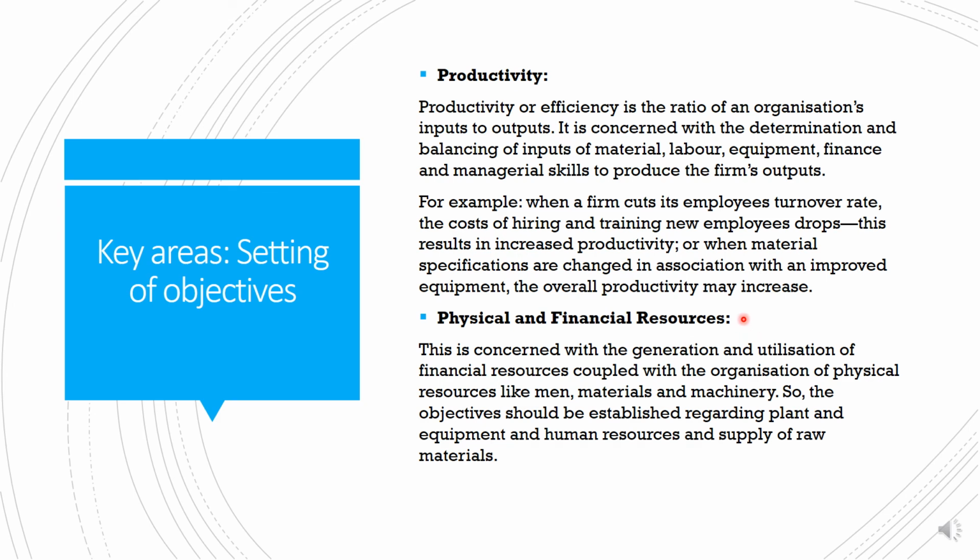So resources are limited, and hence you have to have certain objectives for the efficient utilization of resources by minimizing the costs. This is the concern with the generation and utilization of financial resources coupled with the organization of physical resources like men, materials and machinery. So the objectives should be established regarding plant and equipment, human resources and supply of raw materials. So all these resources have to be adequately utilized, and for that you have to make objectives.